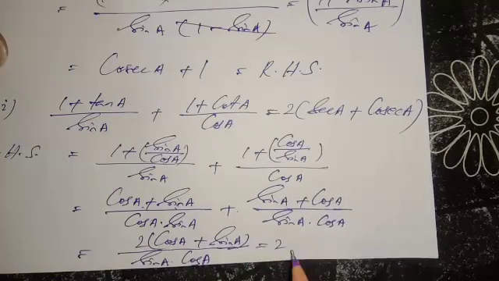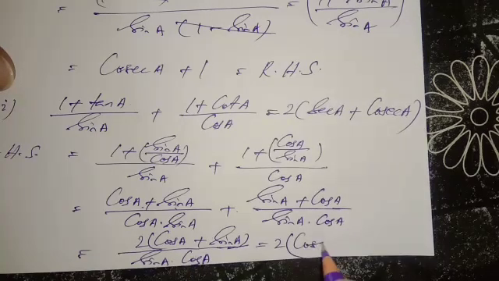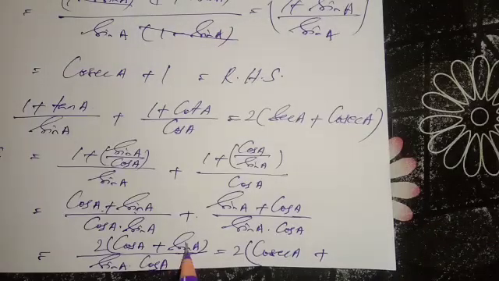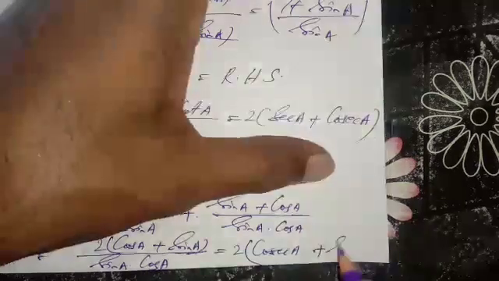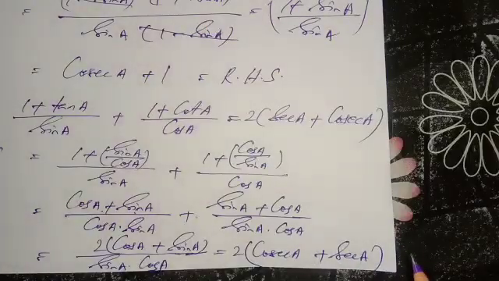Now, if I separate the fraction, cos A by sin A cos A means 1 by sin A, which is cosec A. And the second one, sin A by sin A cos A, means sin cancels, 1 by cos A means sec A, which is nothing but your right hand side. 21 first part completed. Let's go to 21 second part.